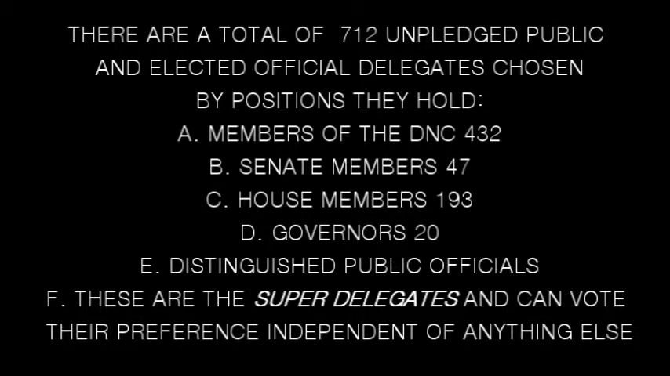and elected officials. Okay, they're chosen by the positions that they hold. So for instance, if you're a member of the Democratic National Committee, you're automatically a delegate to the National Convention. 432 there. 47 Senate members. 193 House of Representatives members, 20 governors, distinguished public officials such as ex-presidents and so forth. These are the so-called superdelegates. They go unpledged and they are not bound by any primary or any caucus. They vote, quote, their conscience.